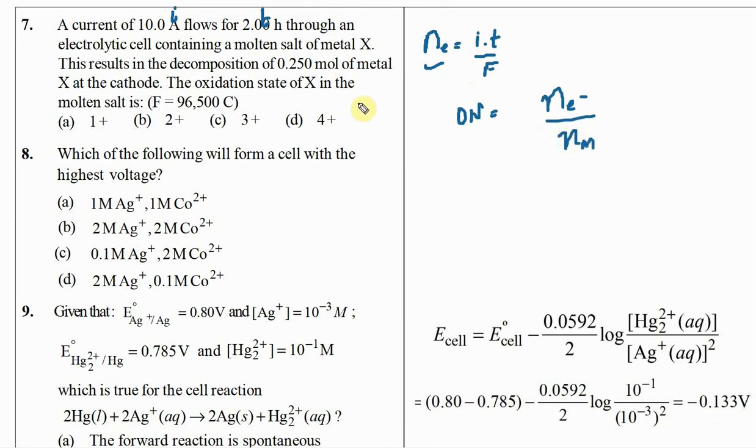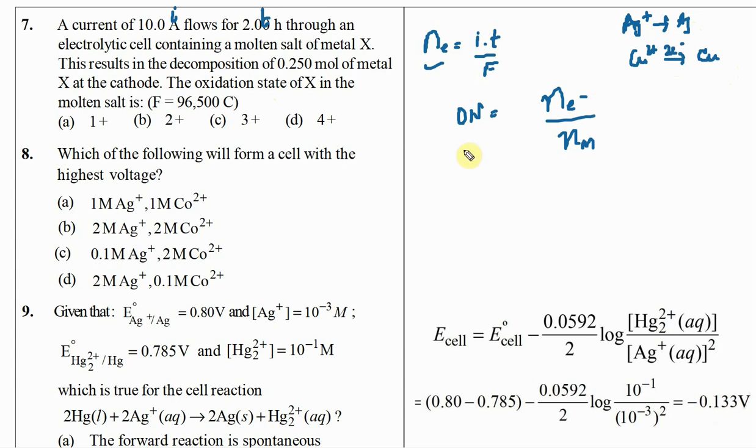Actually this is not a formula, it's very simple. If suppose it is Ag plus going to Ag, I need 1 mole electron. So 1 mole electron will use up 1 mole of Ag plus. So if I know moles electron, I should know the moles of Ag plus. But if it is copper 2 plus, this is a 2 electron process. So moles electron is not equal to moles of copper, it is actually more.